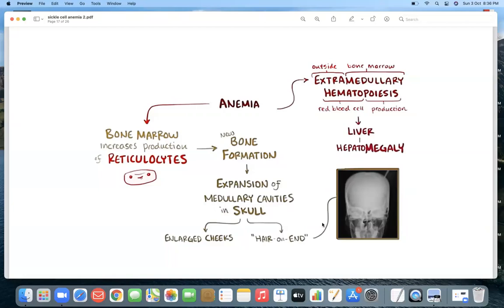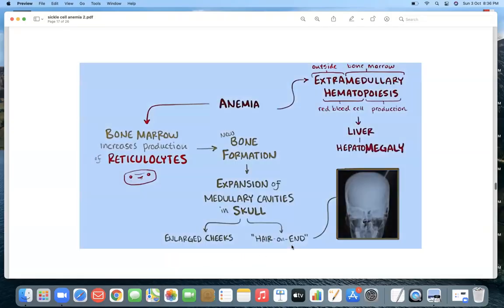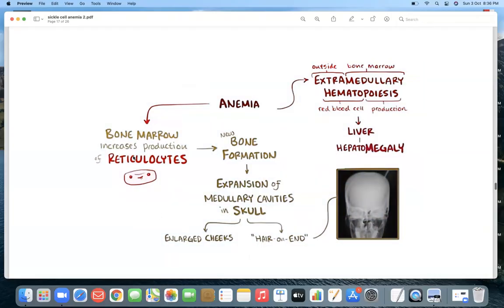You can also see some features of extramedullary hematopoiesis in these children because of too much hemolysis and reduced RBCs. Like what we see in thalassemia, but not as pronounced as in thalassemia, like expansion of medullary cavities in the skull, enlarged cheeks, hair on end appearance. And also there is increased production of reticulocytes. You'll have reticulocytosis, and extramedullary hematopoiesis like hepatomegaly.